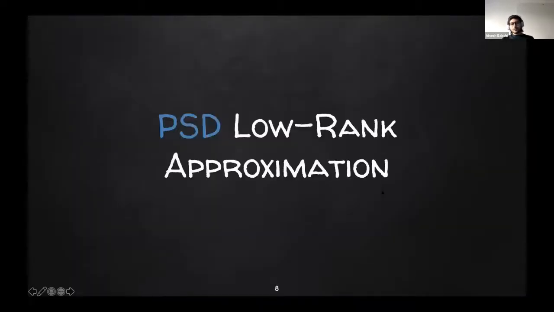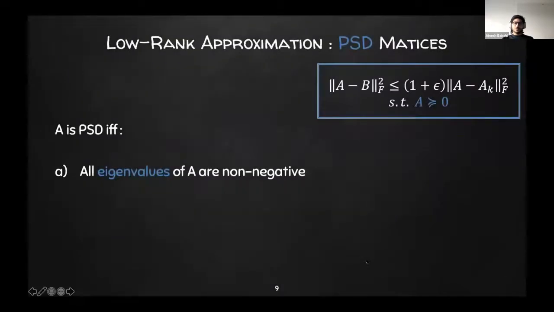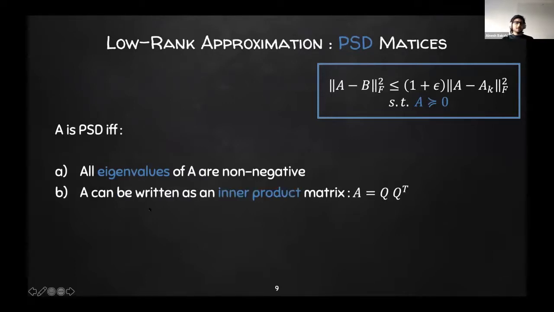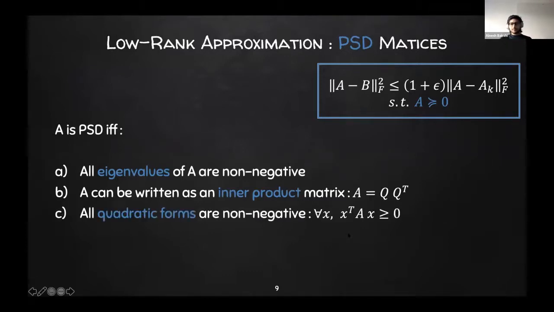Okay, so for the purposes of this talk, we will focus on positive semi-definite low-rank approximation. Here, you're promised that the input, instead of being an arbitrary matrix, is a PSD matrix. So let's recall what a PSD matrix is. Now, there are many equivalent definitions, including all the eigenvalues of A being non-negative. A can be written as an inner product matrix for some Q, Q transpose, and all quadratic forms of this matrix are non-negative. So these are equivalent definitions. We can use any one of them.